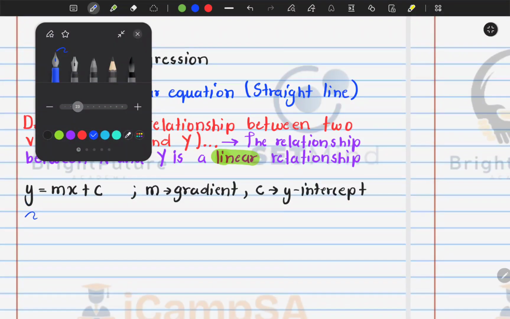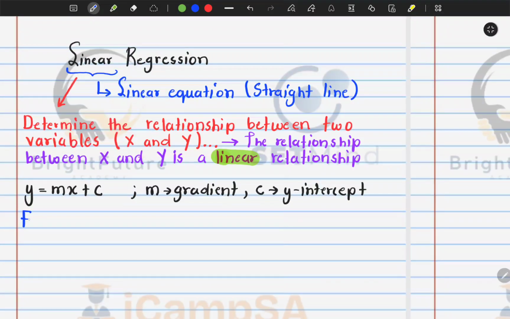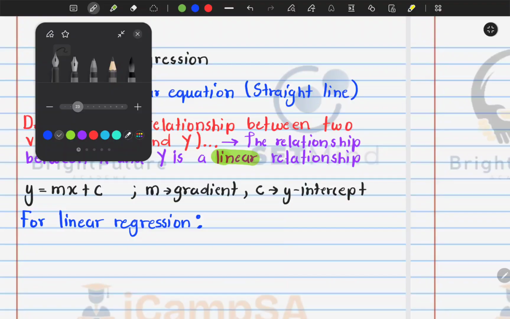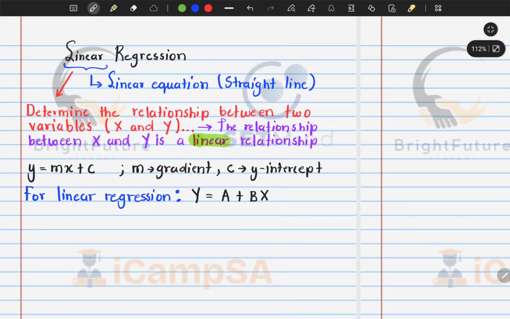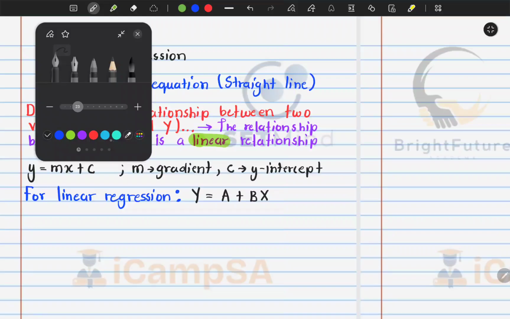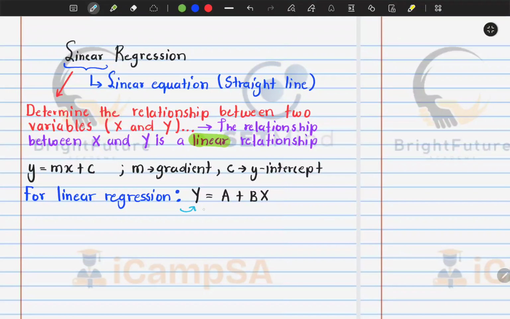However, for the purposes of linear regression, we are going to use a slightly different expression. For linear regression, what we are going to use is y equals a plus b times x. So this is the expression we are going to use.